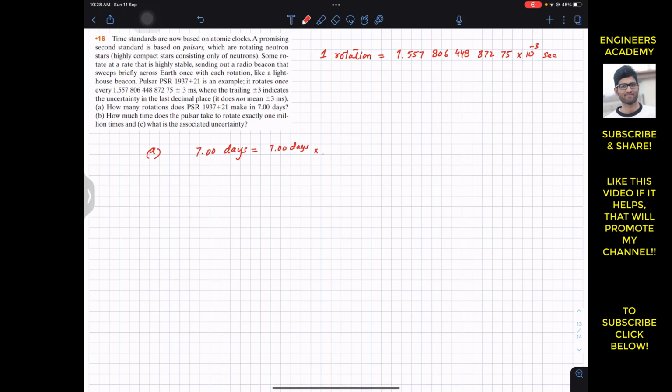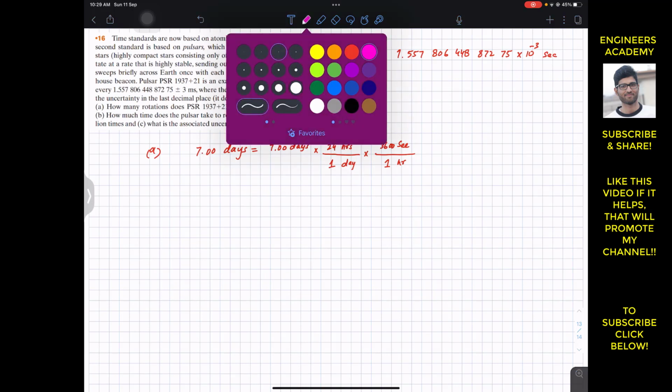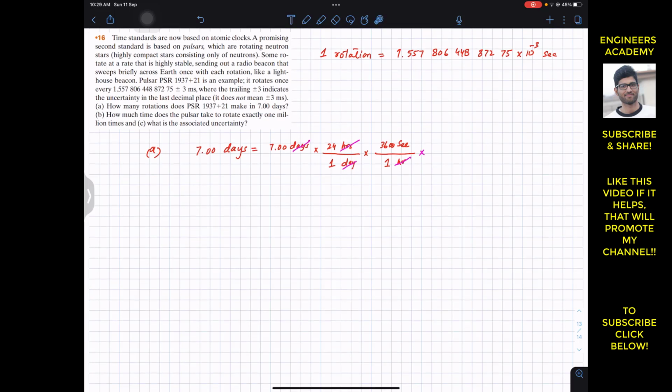So we multiply by a fraction and cancel out the days. 1 day is 24 hours, and again we want to cancel out the hours, so 1 hour is 3600 seconds. So days will cancel out with day, hours with hour, and we will be left with seconds. Now we want to convert this into rotations, so we want to cancel out these seconds as well, right? We want to have the rotation at the end, right?